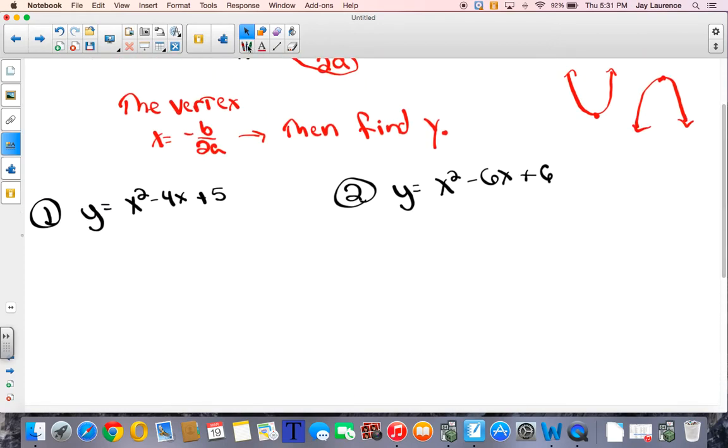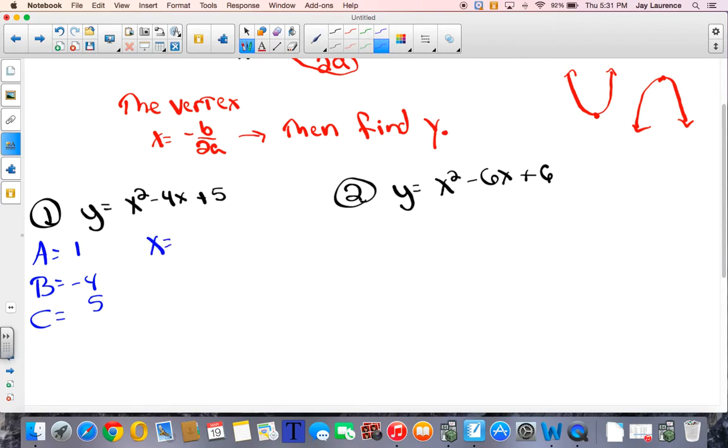So, we're going to start off, like we do the other ones, with Michael Jackson and Jackson 5. A, B, C. Easy as 1, negative 4, 5. All right. And then to find the x-coordinate of the vertex, we're only going to use the first part of the quadratic formula. We're going to do the negative of b over 2a. And the negative of b is going to be 4, and 4 divided by 2 is going to be 2. That is only the x-coordinate of the vertex.